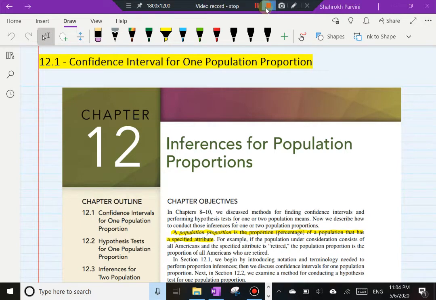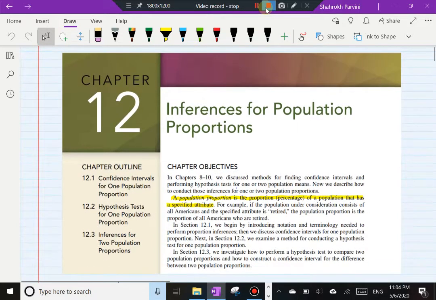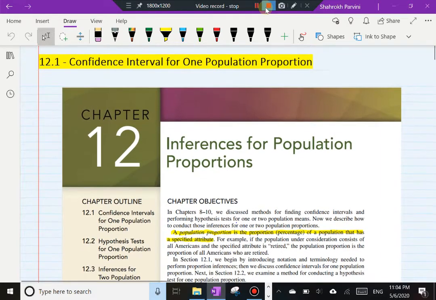Chapter 12. In Chapter 12, we're going to look at inferences for population proportions. In this chapter, there are 3 sections, and we're going to cover all 3 sections. This lecture is going to cover only section 12.1, which deals with confidence intervals for one population proportion.